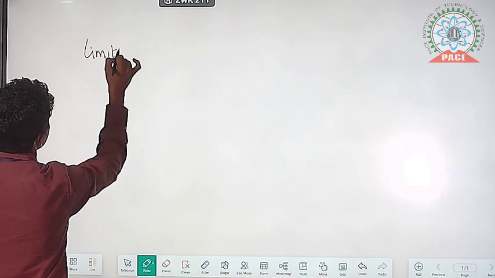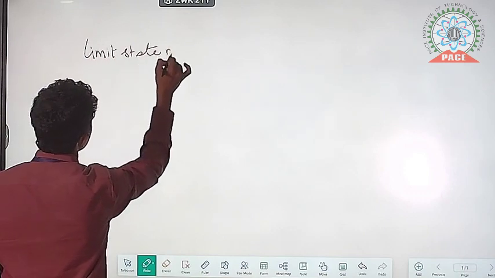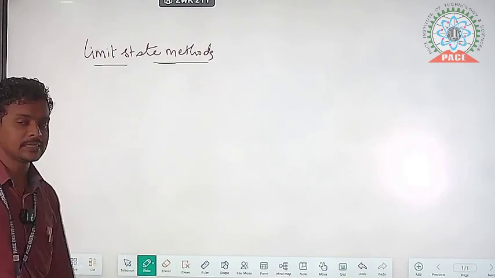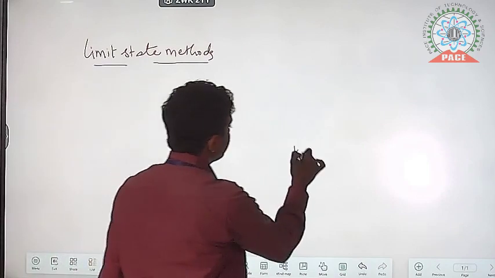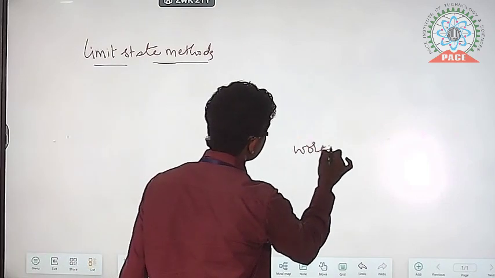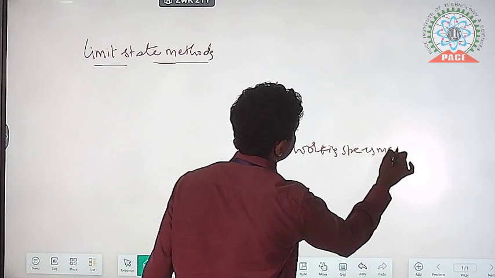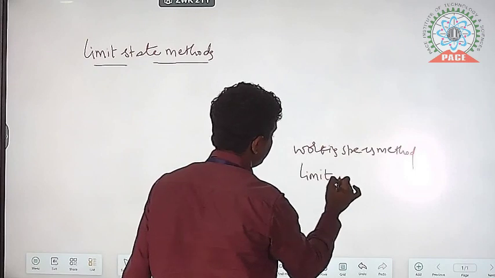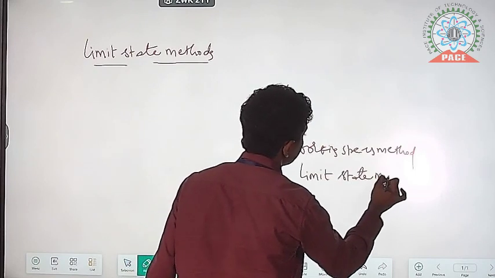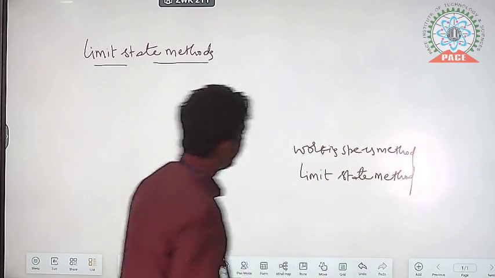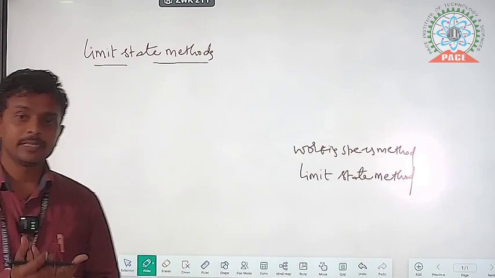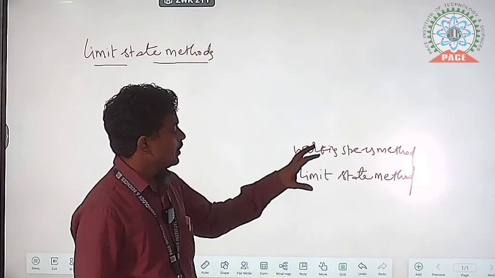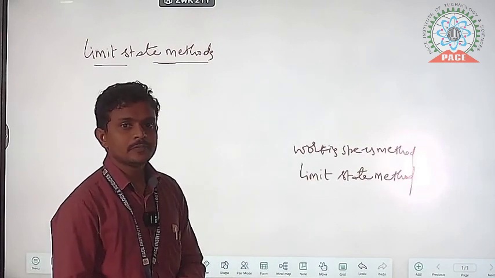Actually, two types of methods are there. One is the working stress method, and next is the limit state method. The working stress method is the old method. The main problem in the working stress method is that the limit state method is the advanced method.